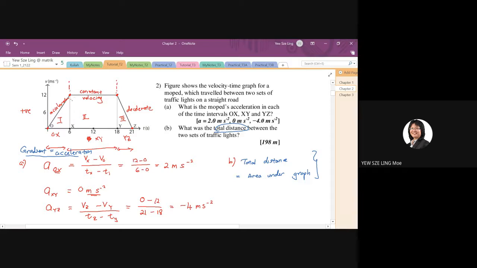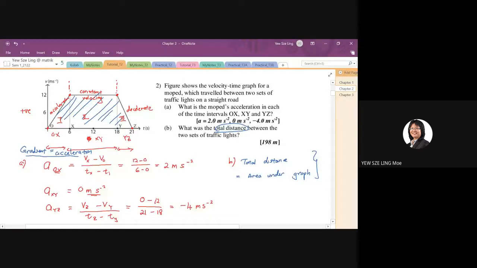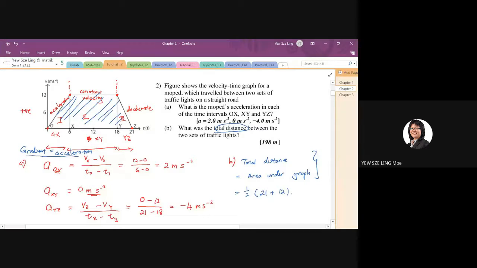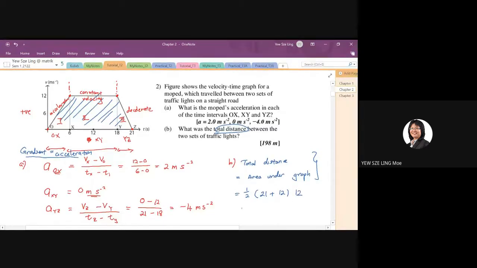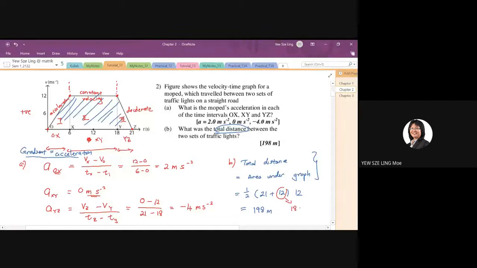So total distance equals the area under the graph. In this case we have a trapezium. For distance, you don't have to split it if they are all located on the same axis. This is a positive axis, so straight away you can calculate it as one shape. So it is equal to 1 over 2, times (21 plus 12), times the height of the trapezium, which is another 12. The answer should be 198 meters. How do we obtain this 12? I got it from 18 minus 6.